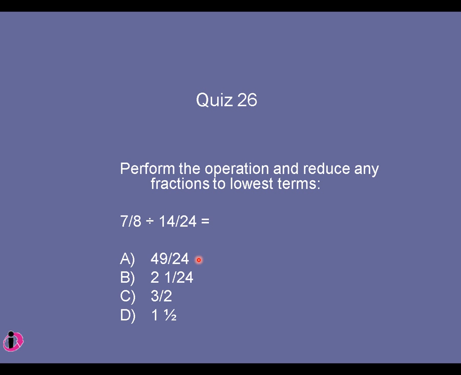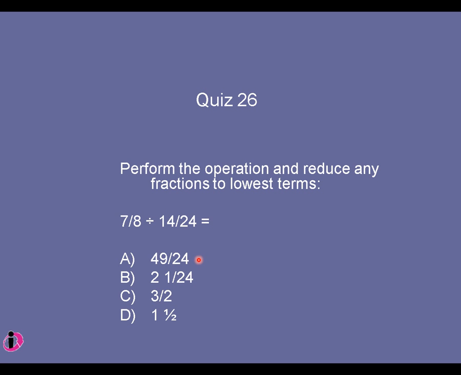7 over 8 divided by 14 over 24. What is the right answer? 7 over 8 multiplication, I flip the second number, okay? 24 over 14. So what you can do is sometimes, before you multiply, you can simplify it down and cancel out, because if you multiply it becomes a big number, and to get the prime factors is hard. Okay. So what you can do is this.